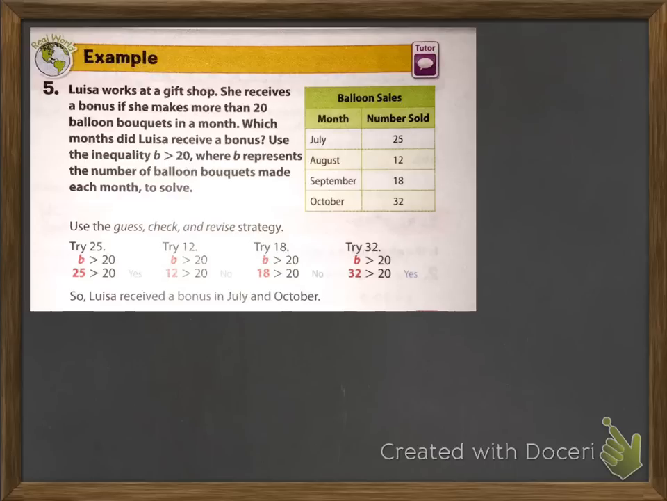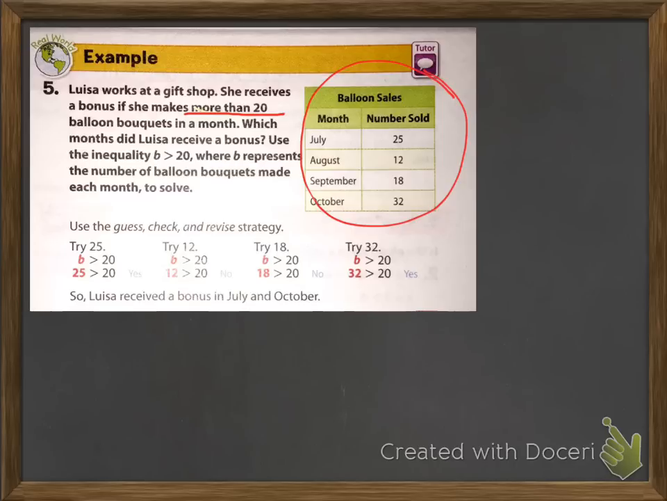All right, so in example 5 it says, Louisa works at a gift shop. She receives a bonus if she makes more than 20 balloon bouquets in a month. Which months did Louisa receive a bonus? So we're going to obviously have to look at our table over here on the right-hand side to see which months she made more than 20 balloon bouquets, so that she can receive that bonus.